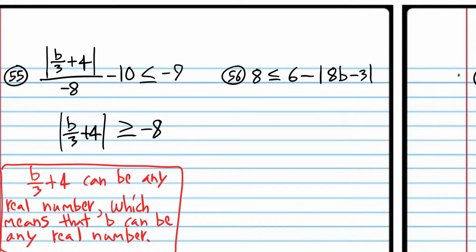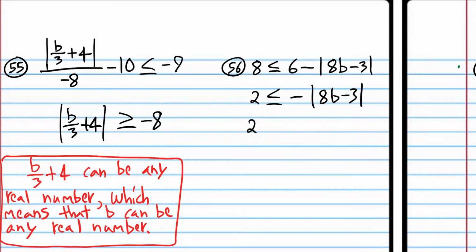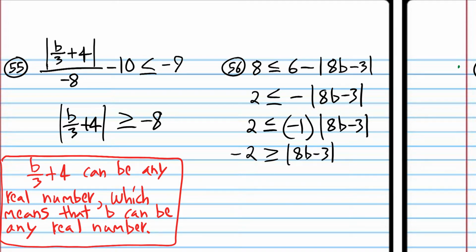Subtract 6 from both sides, and we get 2 is less than or equal to -8b minus 3. And notice that this negative does not go with the 6. It goes in front of the absolute value. So now this is the same thing as -1 times the absolute value of 8b minus 3. So we're going to divide both sides by -1. And be careful, because that flips the inequality. So then we have -2 is greater than or equal to the absolute value of 8b minus 3.